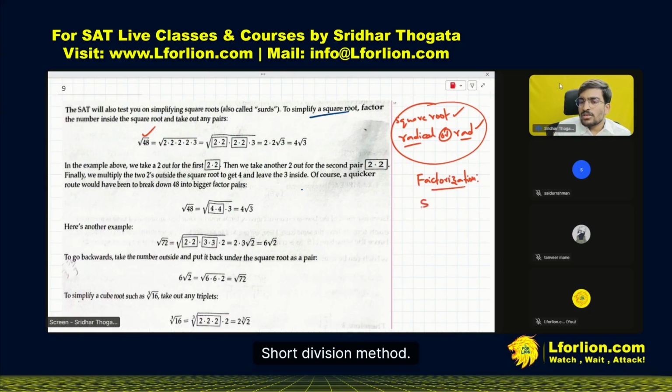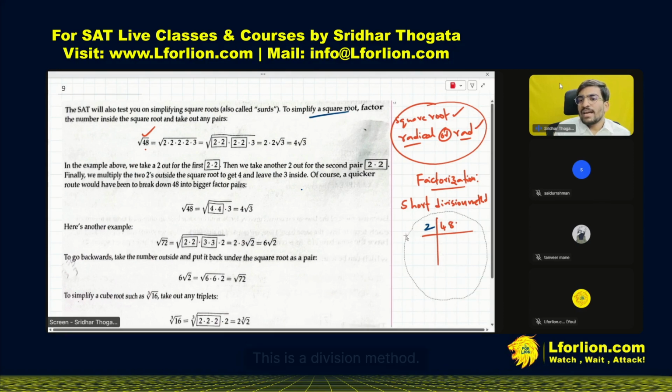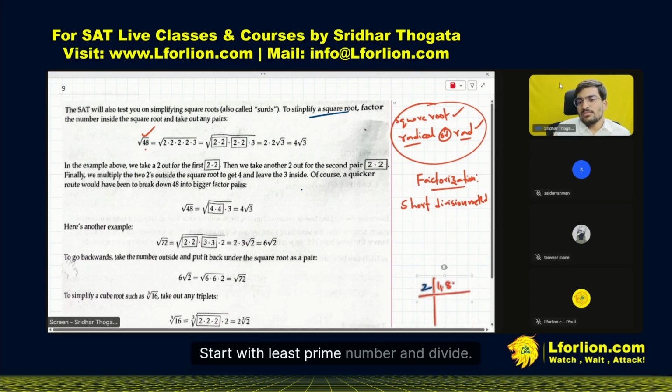Short division method we are going to use. SDM, let me write it. Short division method. I don't know whether you know or not. I'll just quickly remind you. Short division method to do this factorization. So how do we simplify things under root? Write down 48. What is the first rule? In short division method, you need to start with least prime number and divide. This is a division method.